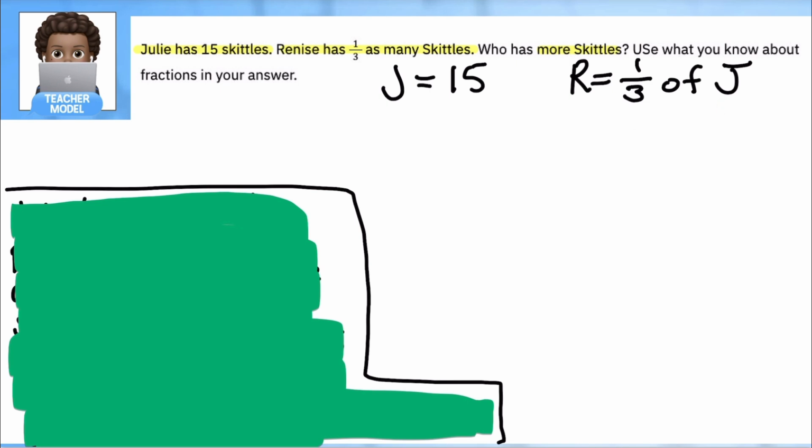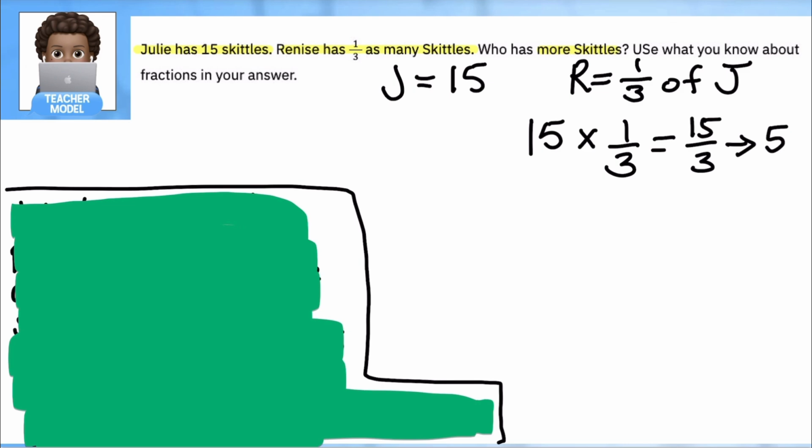And if you're not sure what that means, you can literally just multiply them out. And again, I'm going to multiply 15 times 1/3. So I know my answer is going to be smaller than 15. It's going to scale down. And that's what I get. I get 15 over 3, which simplifies to 5. So Renice only has 5 Skittles.